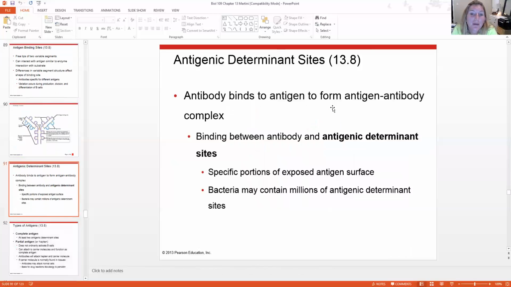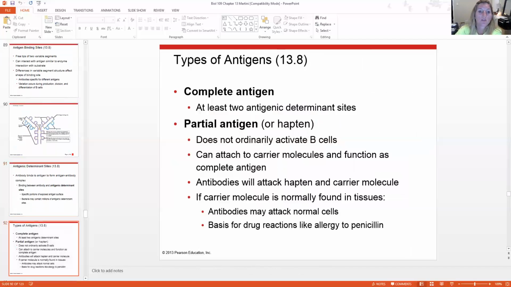The antibody binds to an antigen to form what we call an antibody-antigen complex. The binding sites between the antibody and the antigenic determinant sites are very specific portions of the antigen surface, and bacteria can have many of them, millions of them. Antigens come in complete or partial forms. A complete antigen would have two antigenic determinant sites, so it would be able to bond in two spots to the antibody. A partial antigen is sometimes called a hapten, and they don't ordinarily activate B cells.